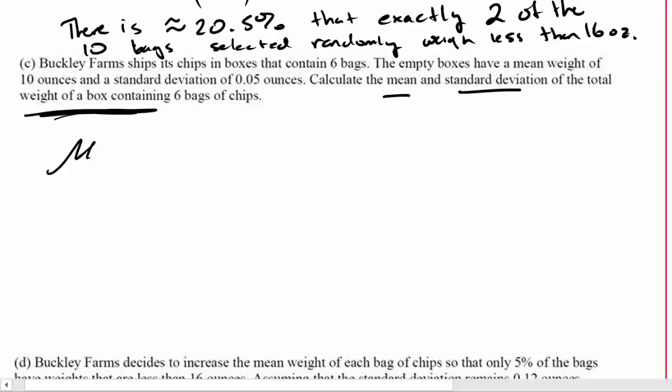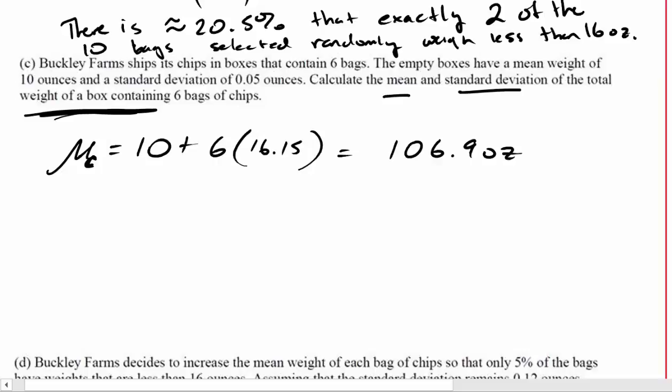The mean of the combined values, so I'm going to call that mean sub C for combined, should equal the mean weight of the box, which is 10 ounces, plus 6 times the mean weight of each of the bags of chips, which was given in the very beginning. This comes out to be 106.9 ounces if we use a calculator. Now, that was the easy part.